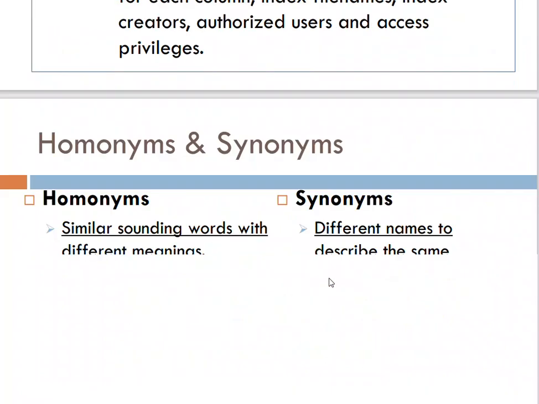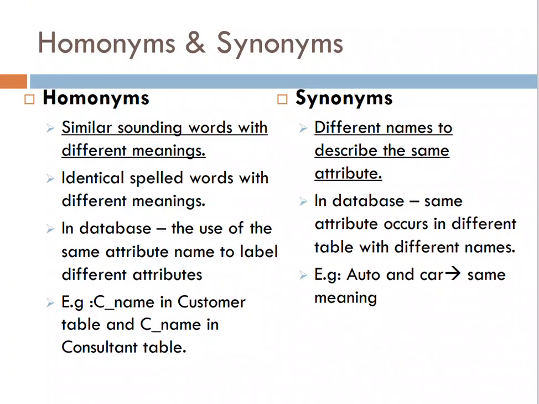Next we move to homonyms and synonyms. What is homonym and what is synonym? Homonyms are similar sounding words with different meanings, or identically spelled words with different meanings. In database, it is the use of the same attribute name to label different attributes. For example, C underscore name in customer table and C underscore name in consultant table.